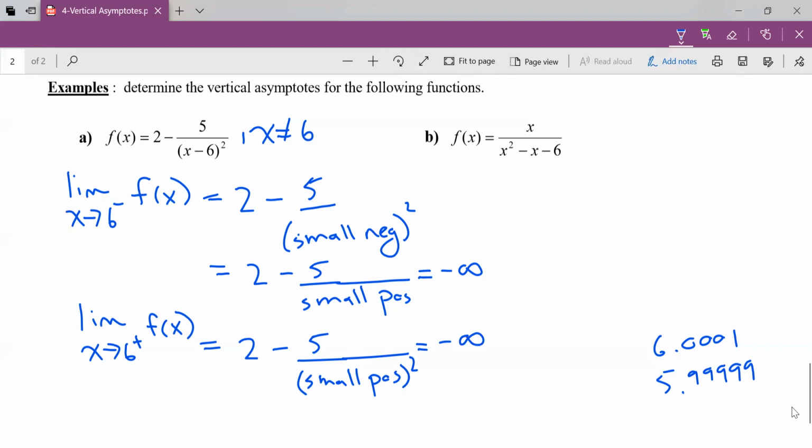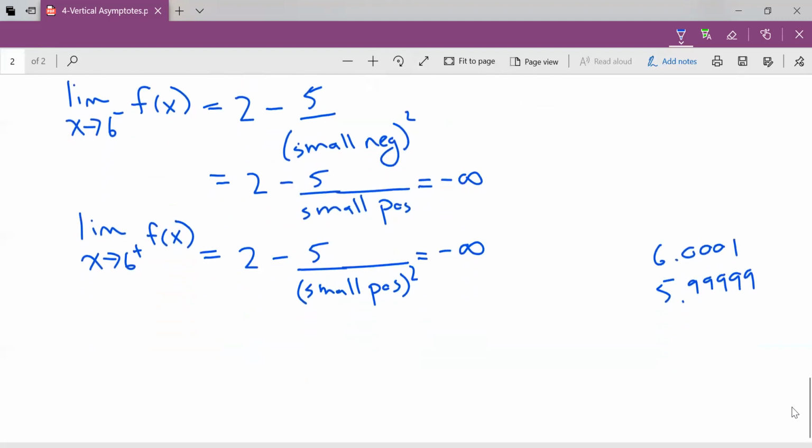So what did we just find? We just figured out that at positive 6, there's our vertical asymptote. What this graph is doing, I don't quite know where the, oh, I do know, the horizontal asymptote is at 2, so this is going to approach like this.